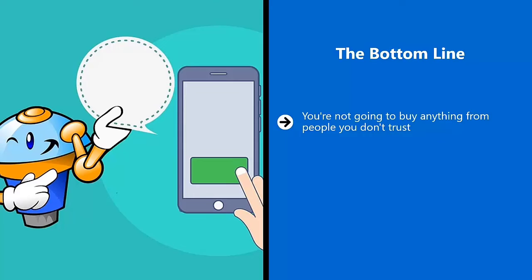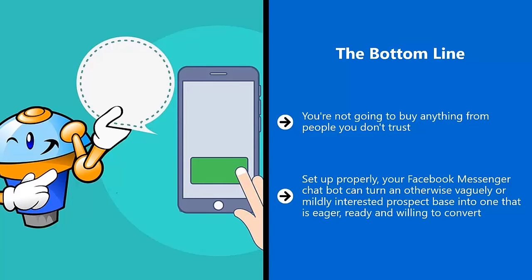Thankfully, Facebook Messenger bot can help qualify general online traffic from Facebook into deeper and deeper levels of trust. Set up properly, your Facebook Messenger chatbot can turn an otherwise vaguely or mild.